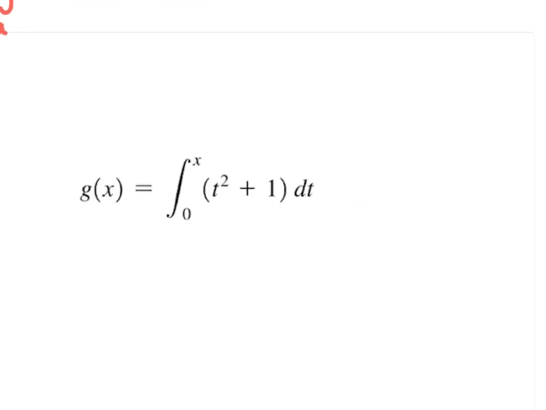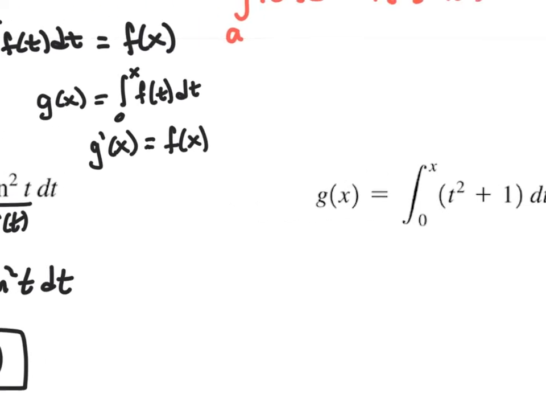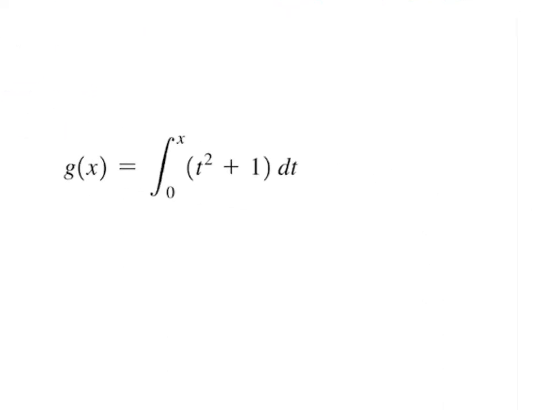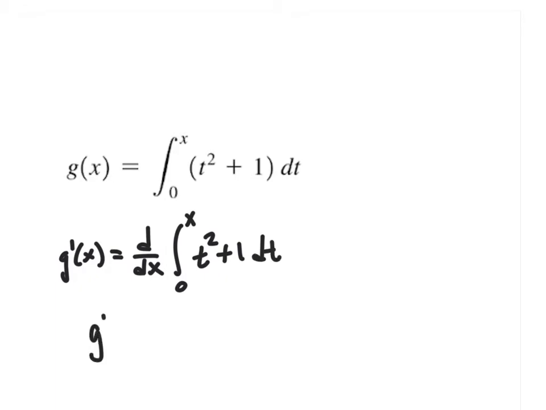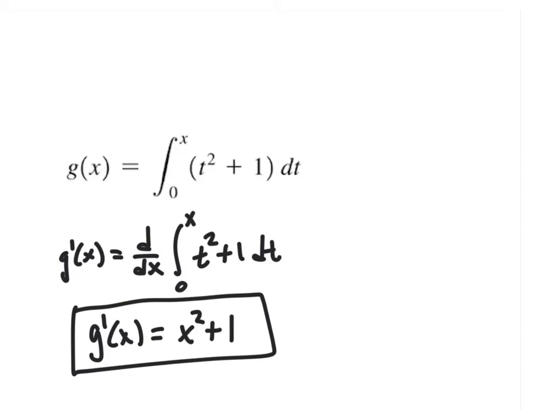Same thing, I'm going to use this notion here. I have an integral defined function g of some function, say f of t dt, and if I take its derivative, then I just get the integrand in terms of my upper bound. So if I took g prime of x, the derivative with respect to x of my integral from 0 to x of t squared plus 1 dt, then g prime of x is simply going to be x squared plus 1. And that's it.